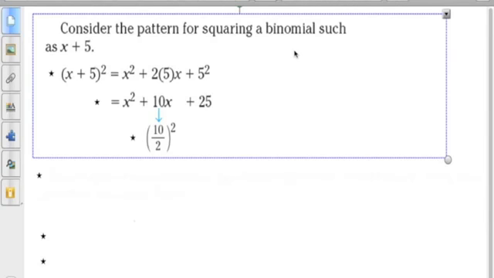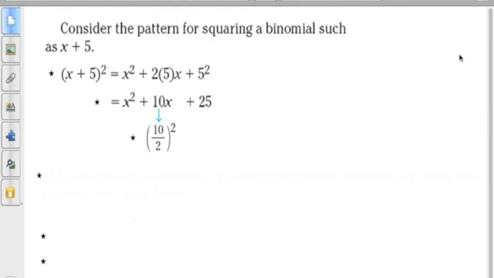We get half of 10, or multiply 10 by 1/2, so 10 over 2, and then we square it. After we square it, it comes out as 5 squared, which is equal to 25. So by just looking at the middle term and getting its coefficient, you get half of it, square it, and you get 25.